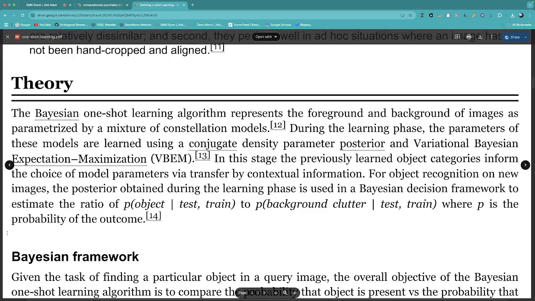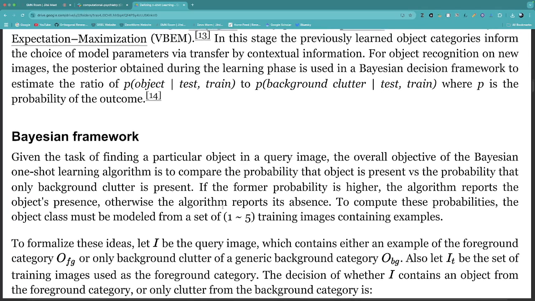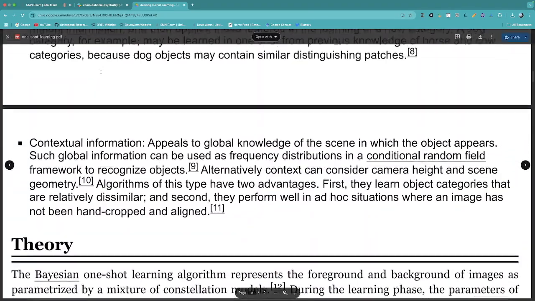For object recognition on new images, the posterior obtained during the learning phase is used in a Bayesian decision framework to estimate the ratio of the likelihood of an object given test or training data to the likelihood of background clutter given test or training data. So basically you're testing the background versus the object, or the signal versus the noise, given your training data set and your testing data set. P is the probability of the outcome. Okay, so this is basically more about the Bayesian framework, and I'll skip that.